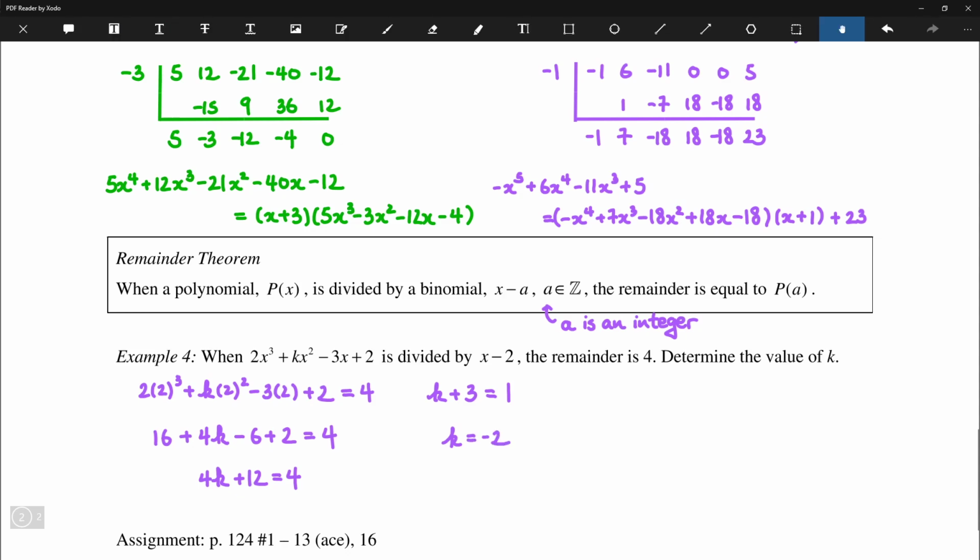Okay. And there are, of course, other uses for the remainder theorem. There's a corollary that we'll look at, and that will allow us to factor cubic polynomials.